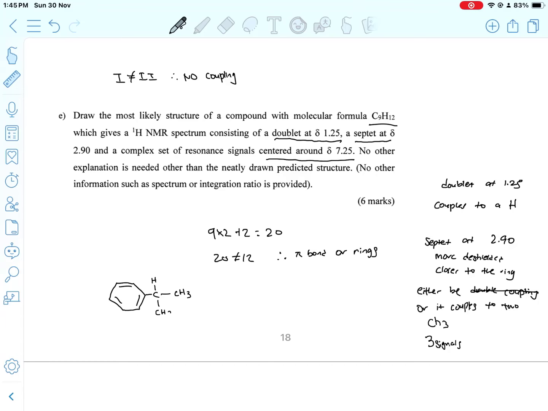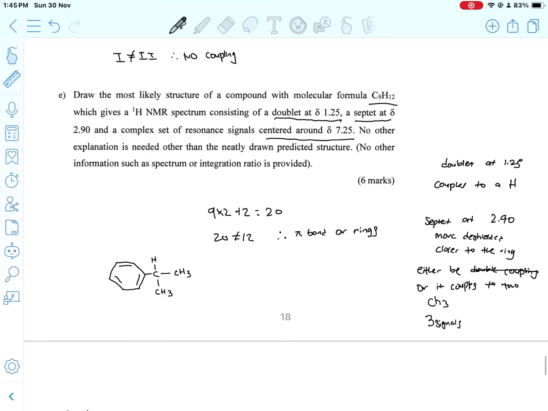So you have the ring connected to one carbon, connected to a hydrogen, which is connected to two CH3s. And you can make sure that it couples because you see the number of bonds. It'll be 3 bonds away.